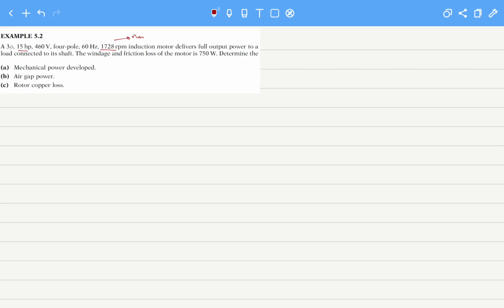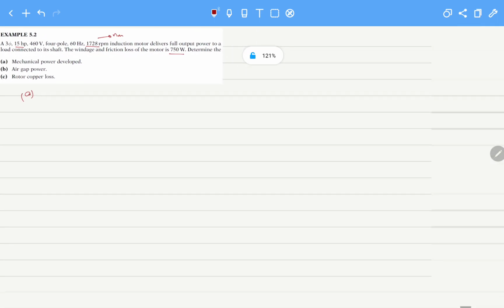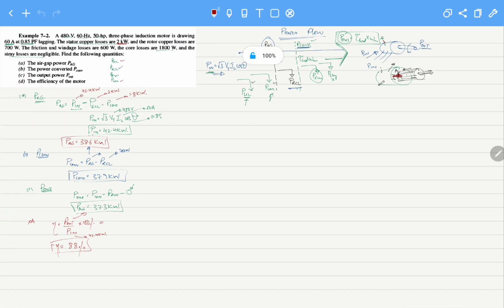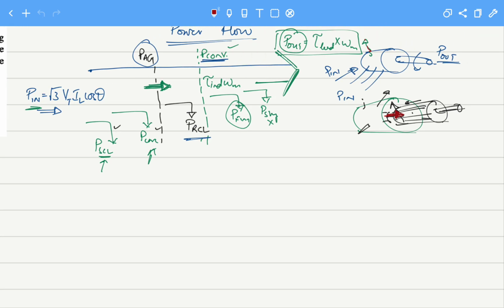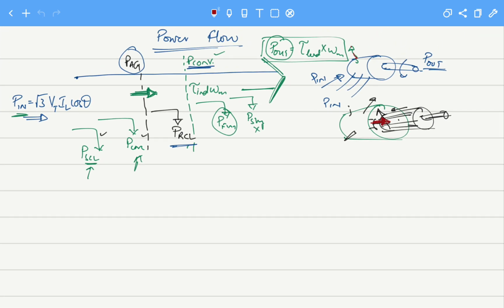The windage and friction losses are given, that is 750 watts. So determine the maximum power developed. The first is maximum power developed. What is the meaning of maximum power developed? This means how much power was converted inside the machine, how much maximum power was developed, which later had friction losses and was given as output power.